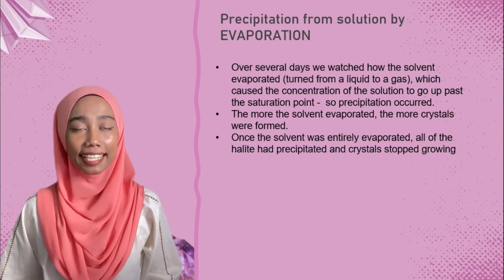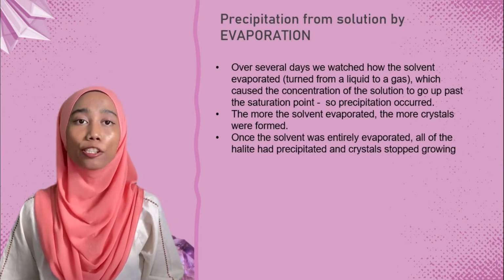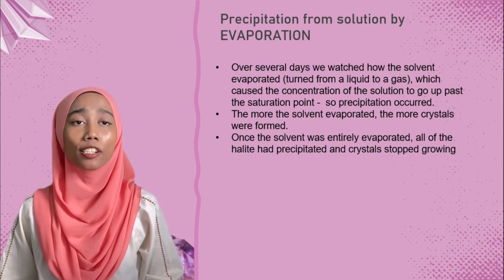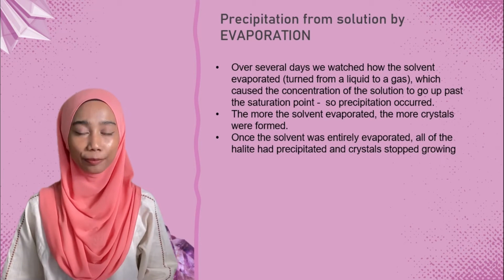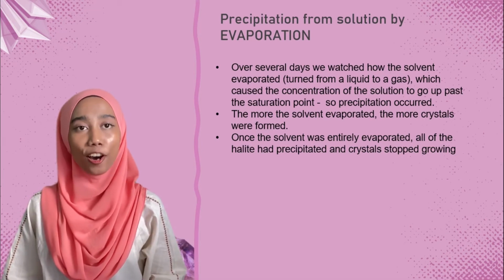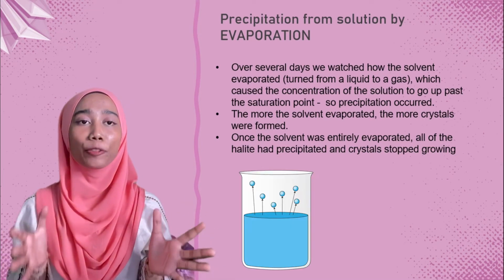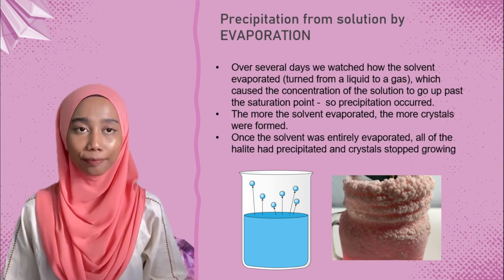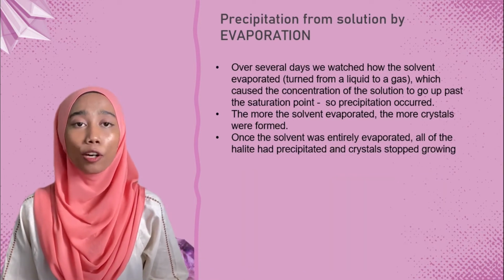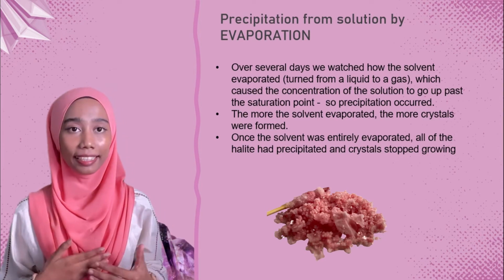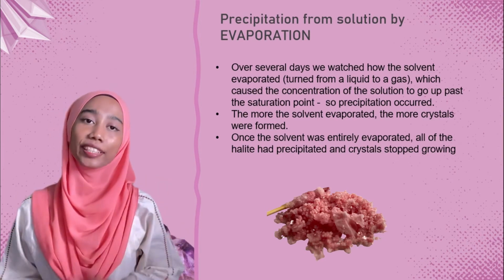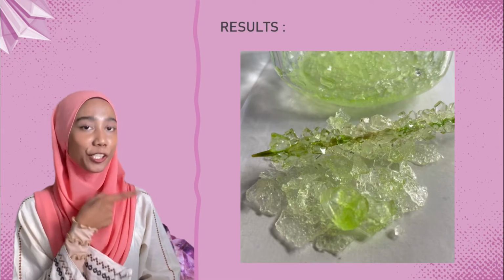Over several days and weeks, we watched how the solvent evaporated, which caused the concentration of the solution to go up past the saturation point. So, precipitation occurred. The more solvent evaporated, the more crystals formed. Once the solvent was entirely evaporated, all the halide had precipitated and crystals stopped growing. This is the result for sugar crystallization.